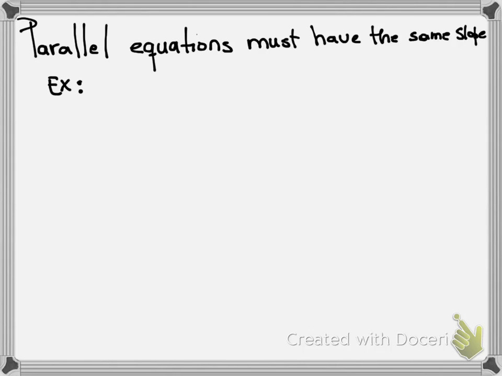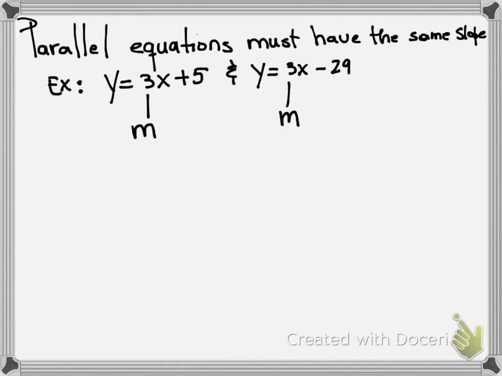Here's an example. We have y equals 3x plus 5 and y equals 3x minus 29. Those two equations are parallel because they have the same slope, because m right here denotes the slope of the equation, given that y is isolated.